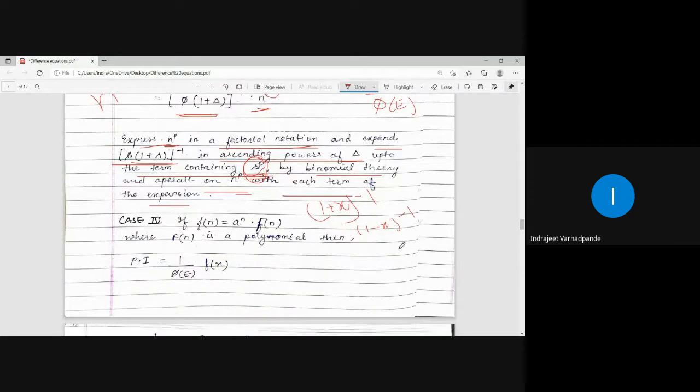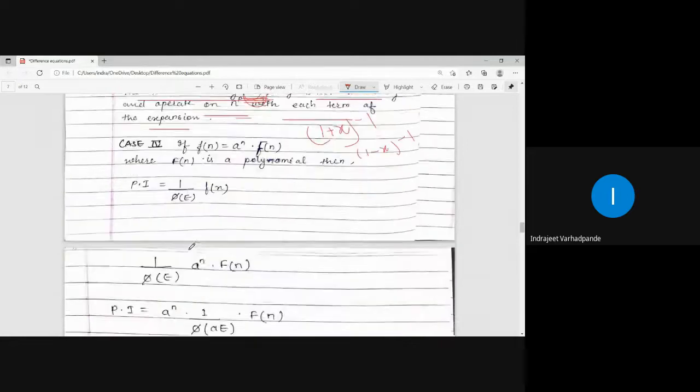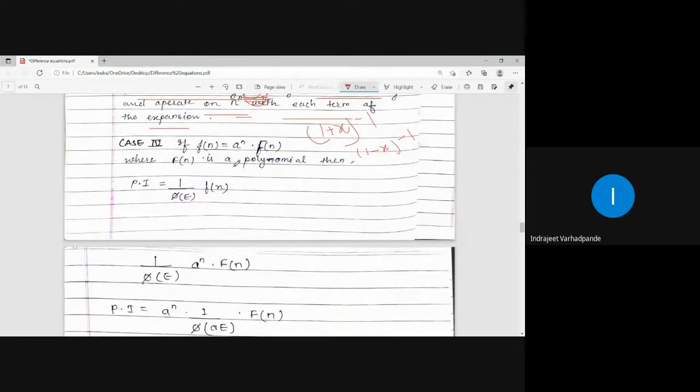The next case, the last case, is case number 4. What does case number 4 say? That if f of n is a to the power n into capital F of n, in product form, where F of n is a polynomial, it means it will be like case number 3. Case number 3 says that the RHS is a polynomial in n. So here it is a product: f of n is a to the power n into F of n. What is it that a to the power n is multiplied with?